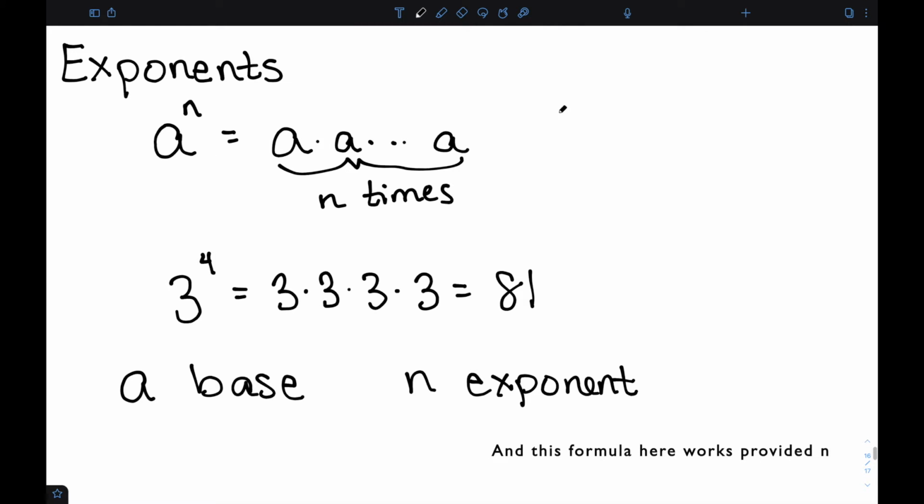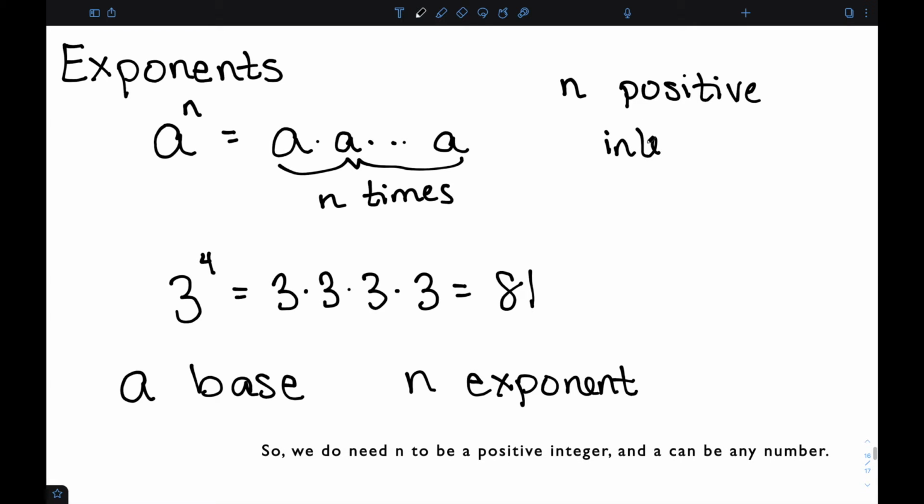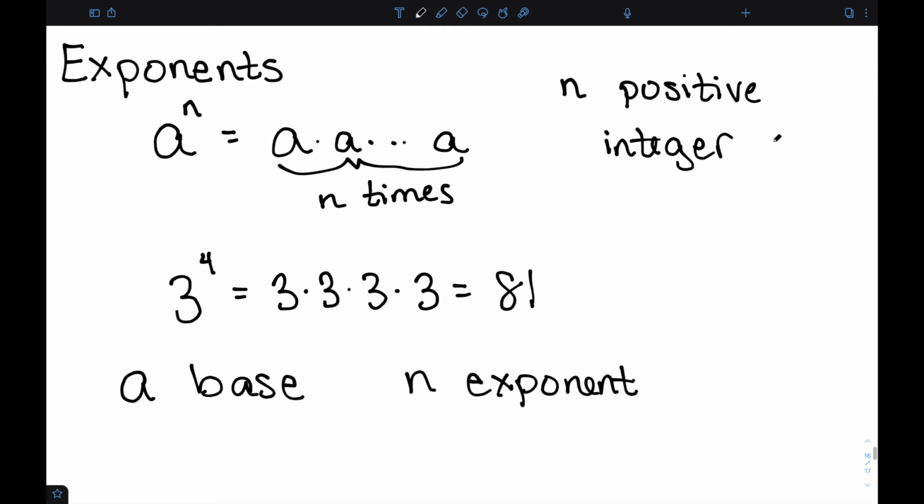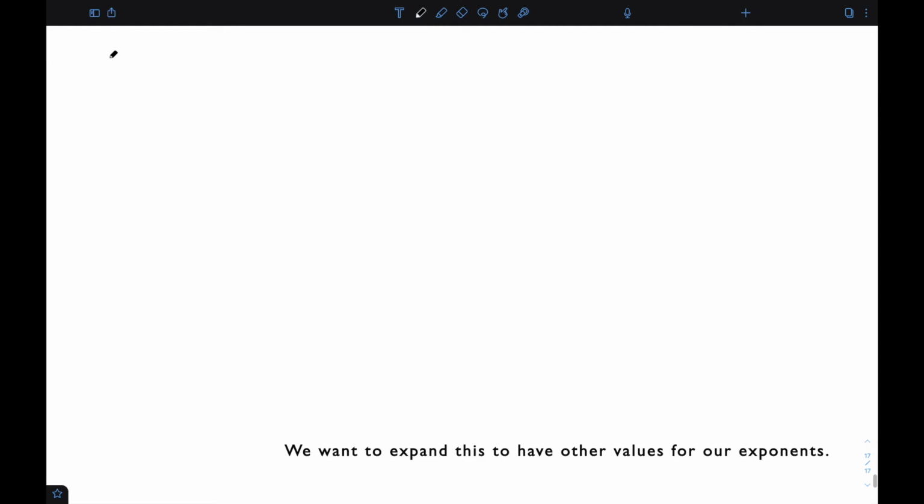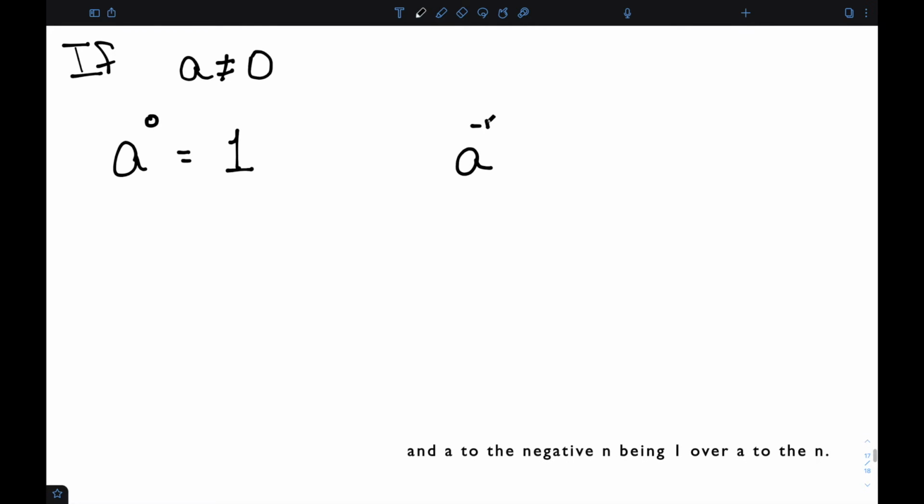And this formula here works provided n is a positive integer. So we do need n to be a positive integer, and a can be any number. We want to expand this to have other values for our exponents. So if a is not equal to 0, I can define the 0 exponent as being 1, and a to the negative n being 1 over a to the n.